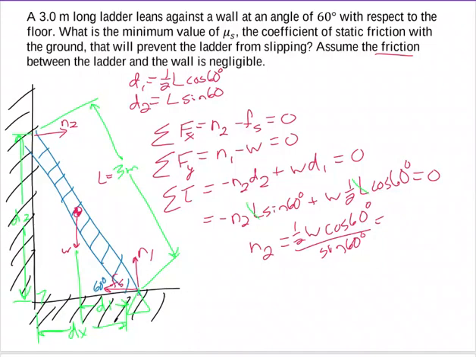All right, so from last time, we were finding the normal force of the ladder on the wall. So we are sitting here with 1/2 times the weight times the cosine 60 divided by the sine 60. So, yep. So we have 1/2 times, what is the weight?